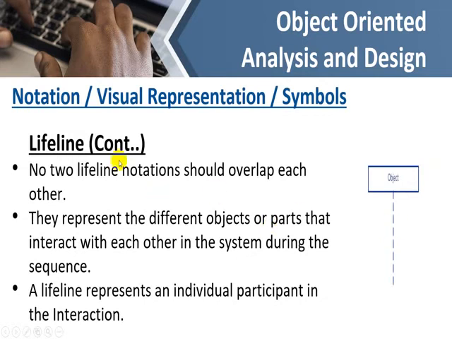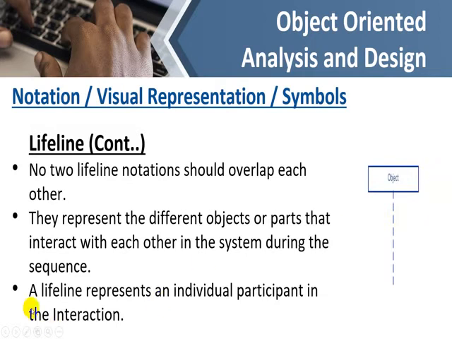No two lifeline notations should overlap. These never overlap; these are parallel. They represent the different objects or parts that interact with each other. Like this is the object. This line is telling us that from here, this object will interact with some other object. So here we will have another object.